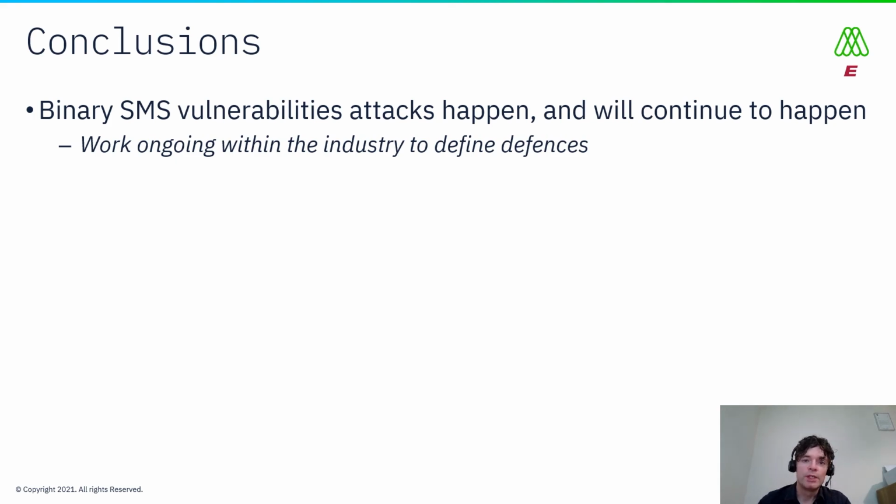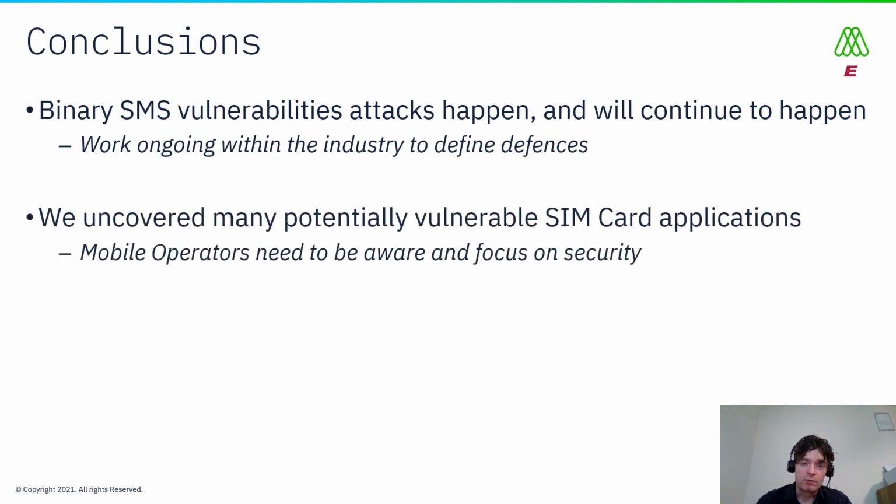But there is work ongoing within the industry. Since the SimJacker vulnerability was released, there has been work behind the scenes within the GSM Association to help define techniques and methods to block not only that, but all different types of binary SMS. So there is work ongoing and has happened in the background in this area. As part of this work, we did identify 30 potentially vulnerable SIM card applications. And like I said, thankfully, most of them don't seem to be the same, certainly not at the same scale, and don't seem to be exploited. But the potential vulnerability is present, so the mobile operators need to be aware of this and need to focus on putting in security for these SIM card applications.